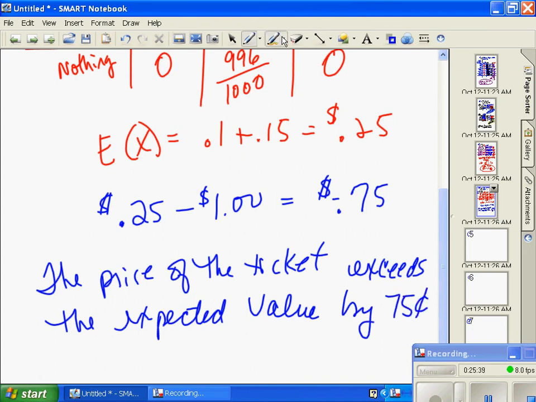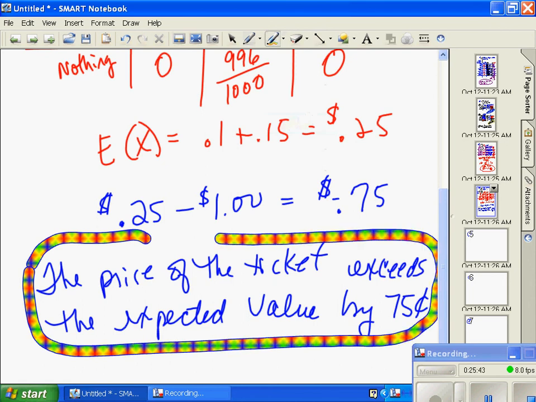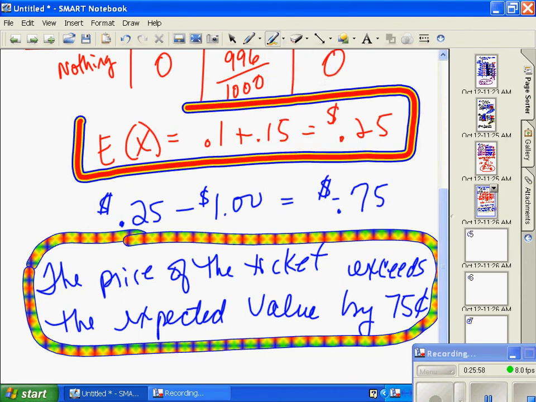Okay? I love these fun little things. There's answering the question that was being asked in the problem. How much does the price of the ticket exceed its expected value? The expected value was 25 cents. This is what we had to find first, was what was that expected value. Then we had to subtract $1 from it.